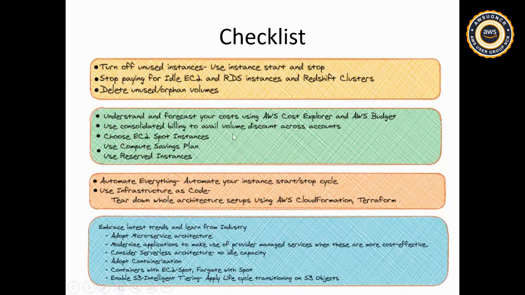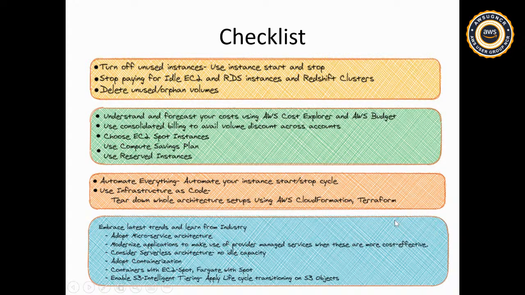Then the next section of the checklist is more about Cost Explorer and billing: understand and forecast your cost using Cost Explorer and Budgets. Choose the right EC2 instance type, like spot, reserved instances, cost savings plans. The next section is, can you automate almost everything, like the instance start and stop cycle, and can you use infrastructure as code, be it CloudFormation, Terraform, Ansible, or any other tool?